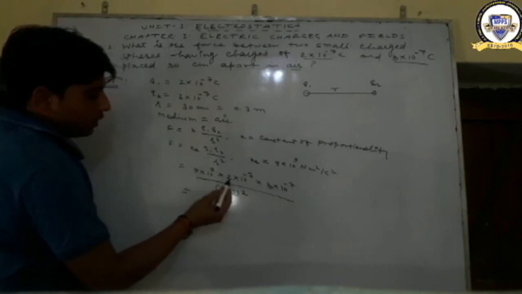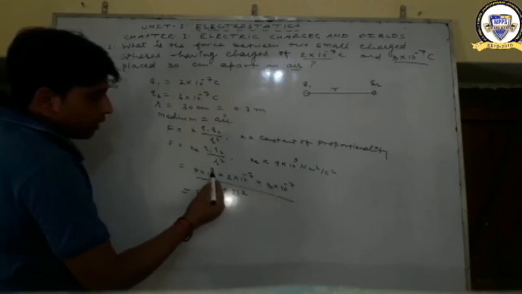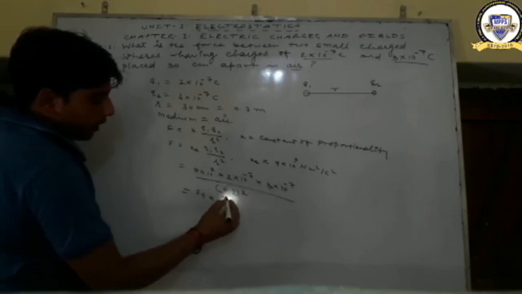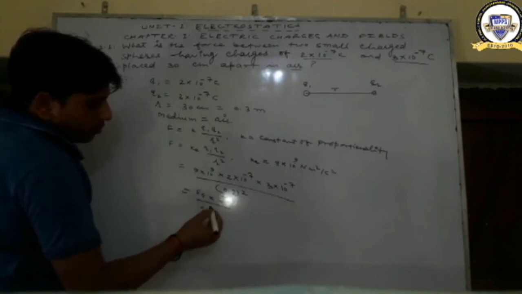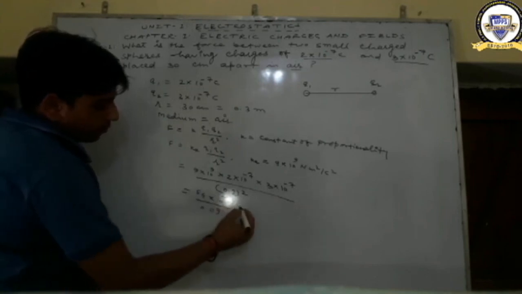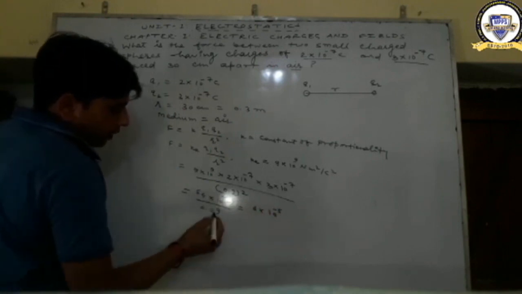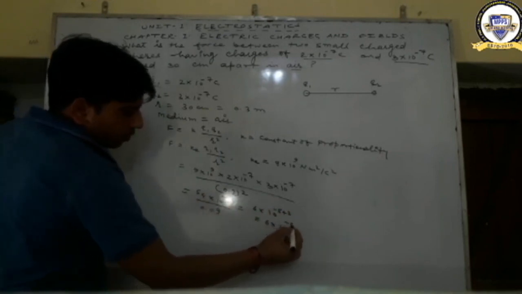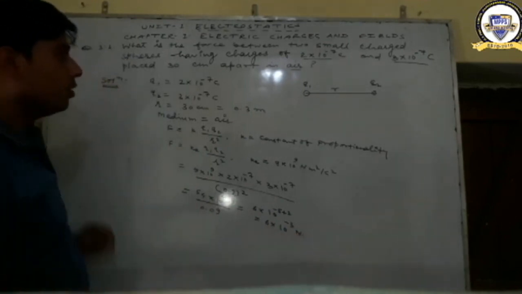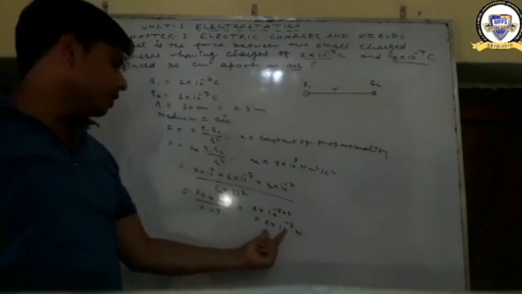Now solve it. 9 into 2 is 18, 18 into 3 is 54, into 10 to the power minus 7 minus 7 is minus 14, and 9 minus 14 gives minus 5. The denominator is 0.09, and this is equal to 9 sixes are 54, so here it is 6 into 10 to the power minus 5, and when you transfer 100 to the numerator it will be plus 2. So 6 into 10 to the power minus 3 Newton. So the force acting between the two charges will be 6 into 10 to the power minus 3 Newton.